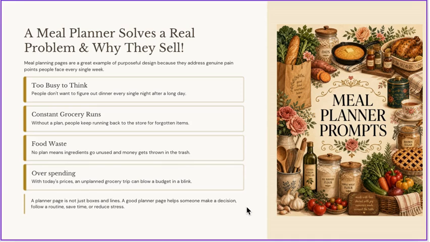People don't want to figure out dinner every single night after a long day. Doing constant grocery runs without a plan, people keep running back to the store for forgotten items. And with the gas prices, you don't want to do that. You waste food. With no planned meals, ingredients go unused, and money gets thrown in the garbage. Overspending. With today's prices, an unplanned grocery trip can blow a budget in a minute.